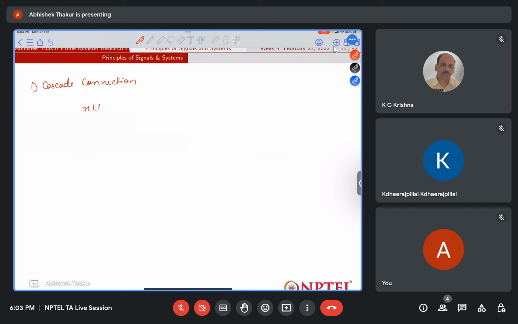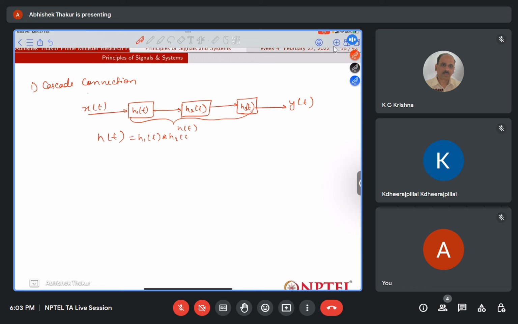So suppose input x(t) is given and the different systems are cascaded, interconnected one by one. Here the combined h(t) will be the convolution of h1(t), h2(t) and h3(t). So simply we can write H(s), that is the transfer function, as the multiplication of H1(s), H2(s) and H3(s). Now the second can be parallel connection.